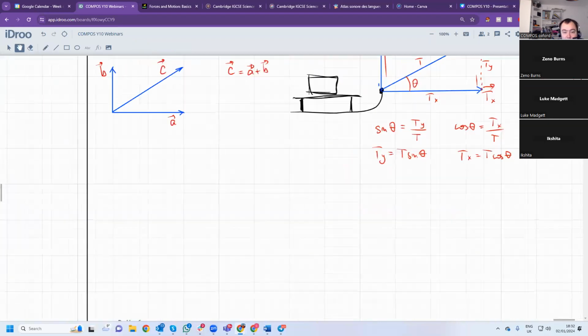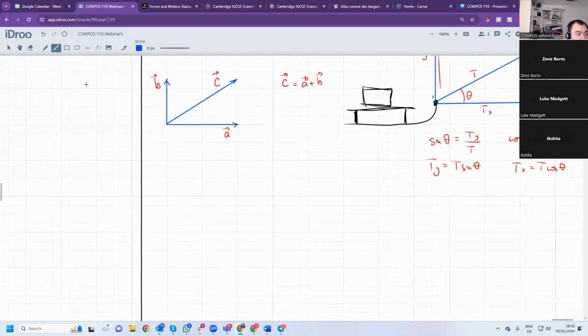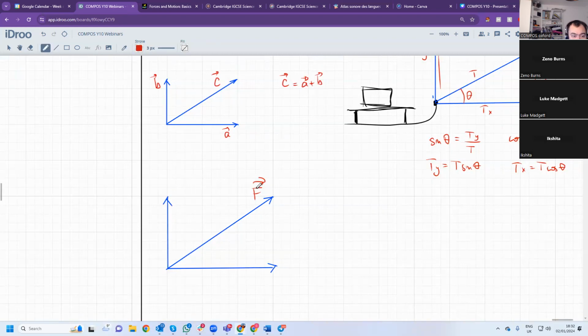As a general rule, if you have a vector f, for example, it could be represented as a sum of two vectors. This is f, and the angle is theta. This is f cos theta, and this is f sine theta. This is a very useful result when you are working with vectors.